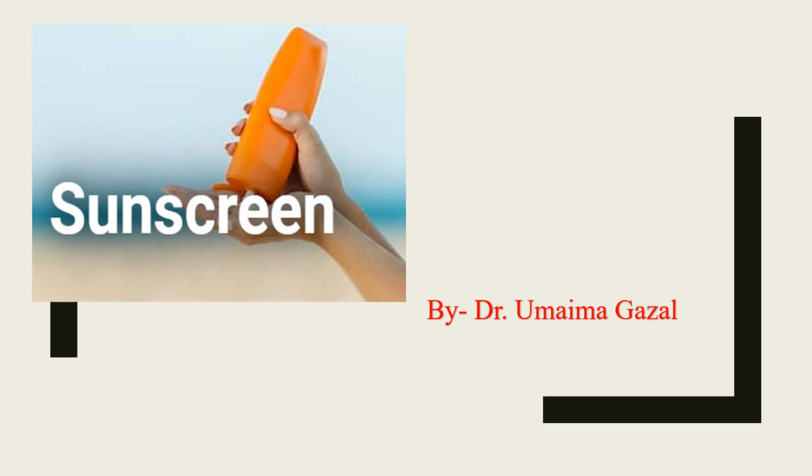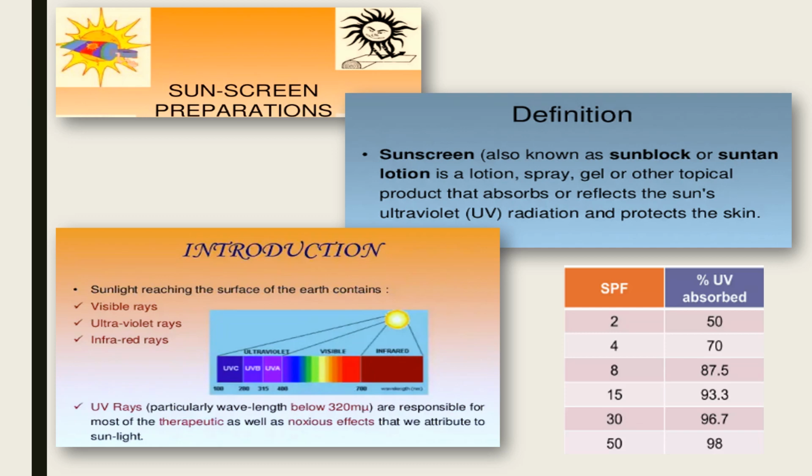Sunscreen is a kind of sunblock or sun cream, a photoprotective topical product for the skin which is mainly helpful to absorb UV rays. It helps to protect against sunburns and, most importantly, it is helpful to prevent skin cancer.